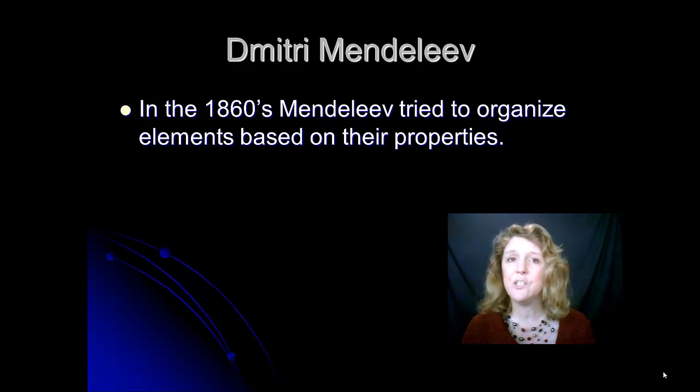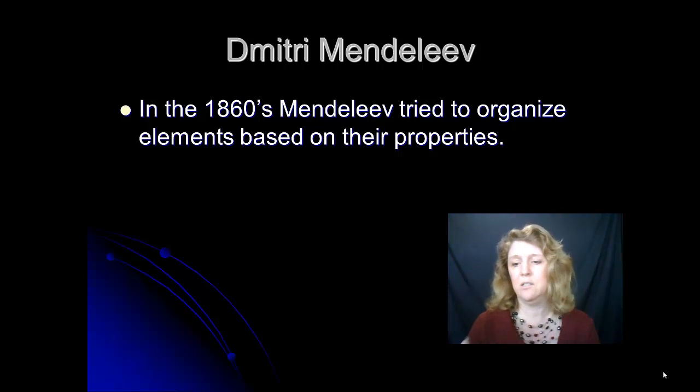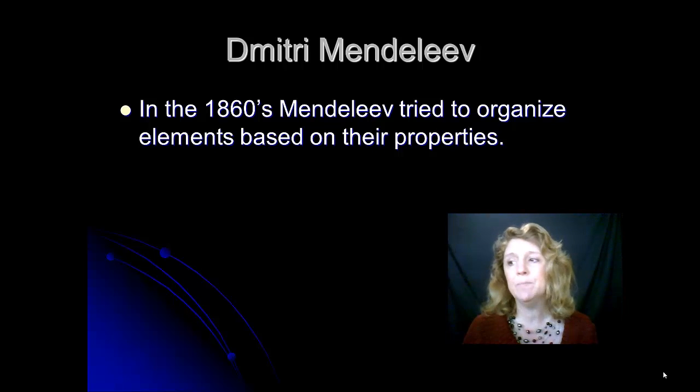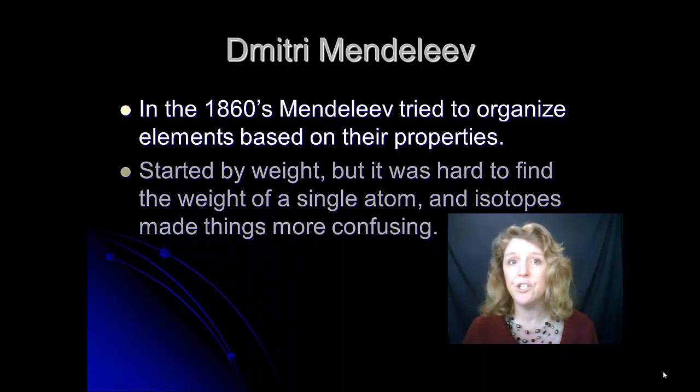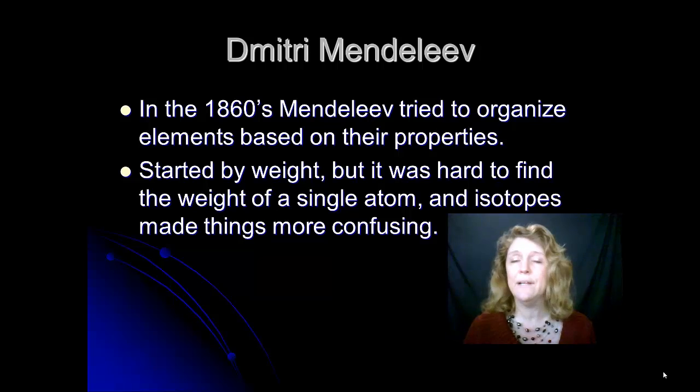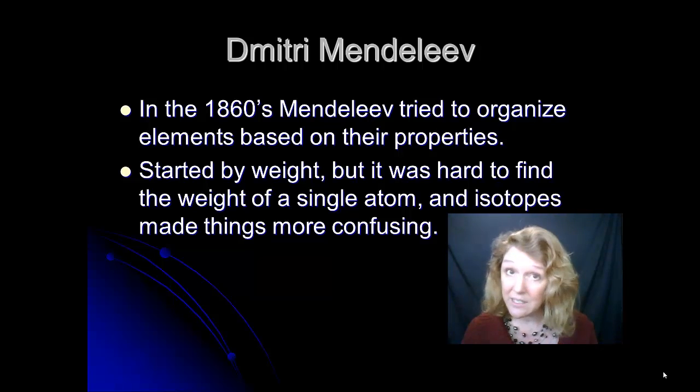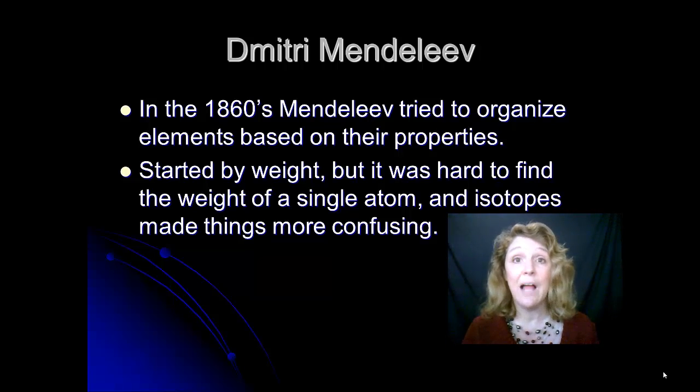It made sense to put all of the gases over here and all of the metals over here, but it needed to be organized more than that, and that was really hard to do. A lot of different people tried it. And so he started by, okay, if we do it by properties and by weight, that's okay. But it was really hard, especially in the 1860s, to find the weight of a single atom.